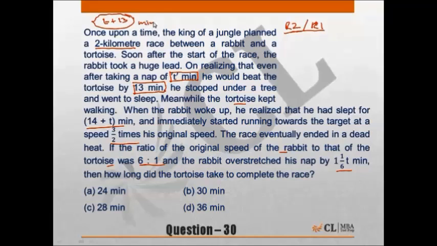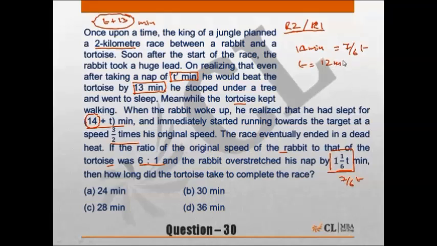Okay. But he slept for 14 plus t minutes. So I can say the rabbit stretched his sleep by 14 minutes. He slept for 14 minutes extra. So 14 minutes is the extra time for which he slept. But the question also tells me he overstretched his sleep by 7 by 6 t minutes. So this 14 should be equal to 7 by 6 t, or t is equal to 12 minutes.